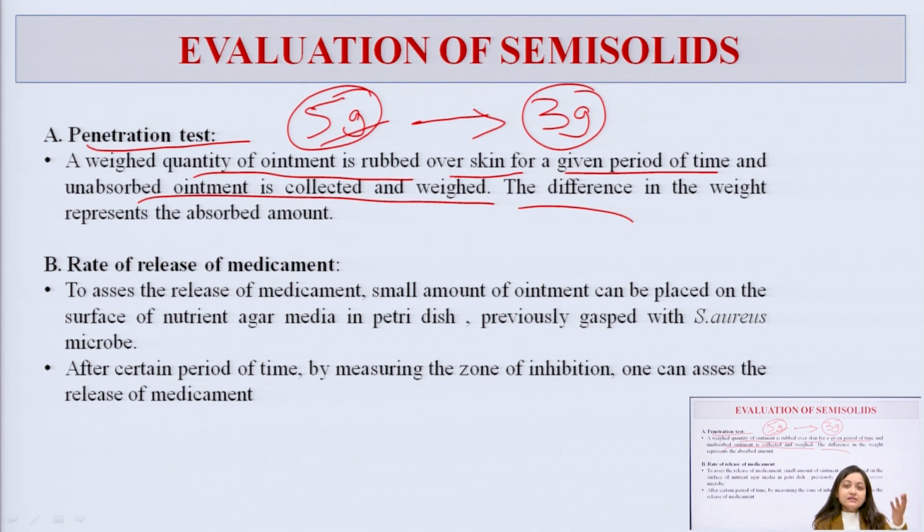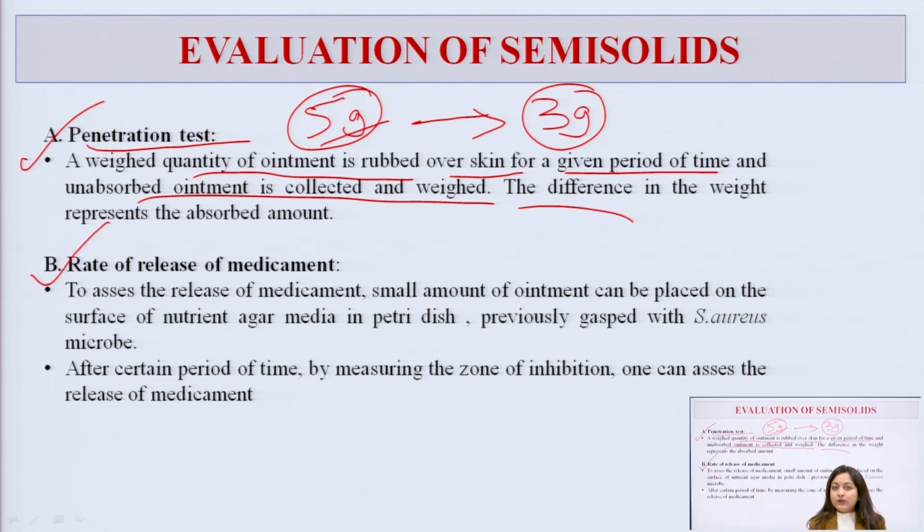So, the difference in the initially applied ointment and later on applied ointment can be subtracted from each other, and how much quantity of ointment actually penetrates the area can be measured easily. So, this is all about the penetration test and the first test of the evaluation of ointments. Now, next test is the rate of release of medicament test.